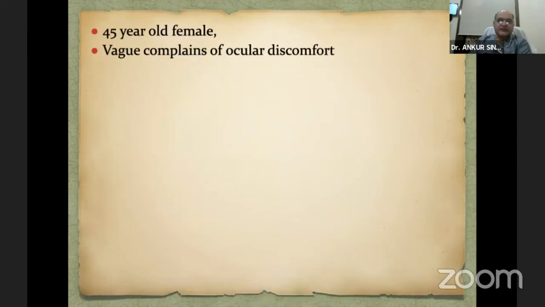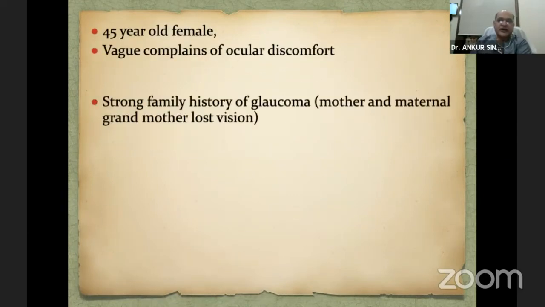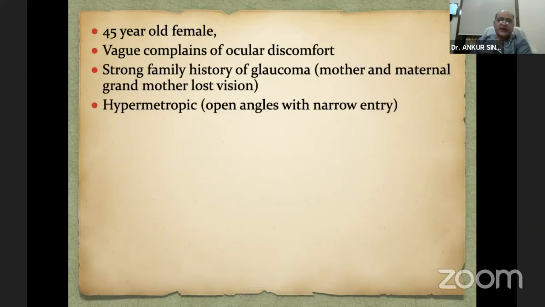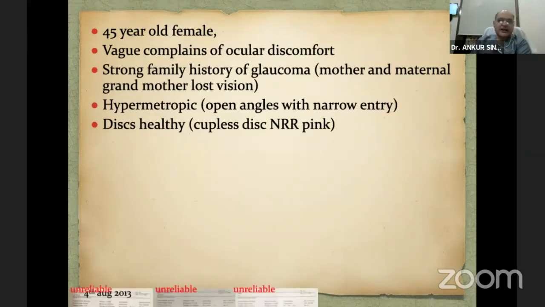Now, this is a case of a 45-year-old female with vague complaints of ocular discomfort. She has a strong family history of glaucoma. Mother and maternal grandmother have lost vision. She's hyperopic, but the angles are open with a narrow entry. The discs are absolutely healthy, and the NRR was absolutely pink.